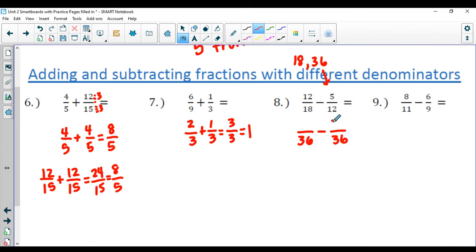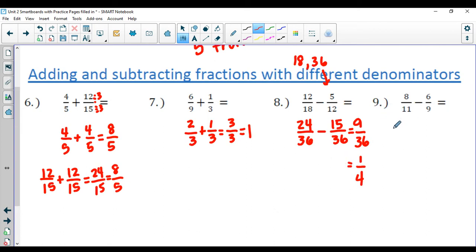12 times 3, 5 times 3, 18 times 2, 12 times 2. And then 24 minus 15 is actually going to be 9 over 36, which will reduce to 1/4. So that actually does work out kind of nicely for me.